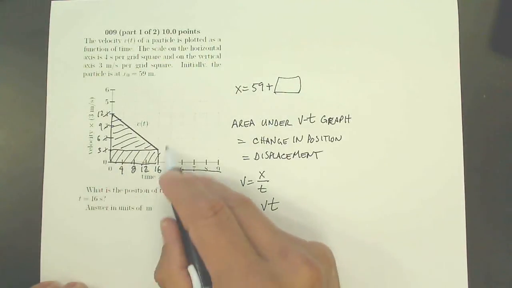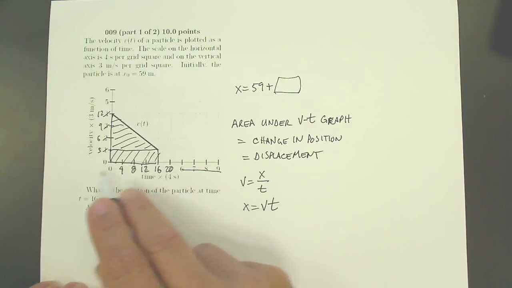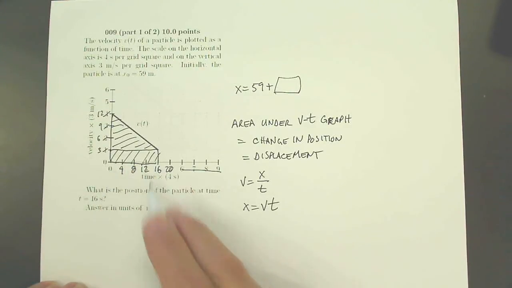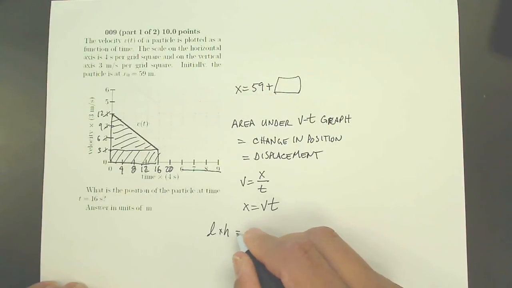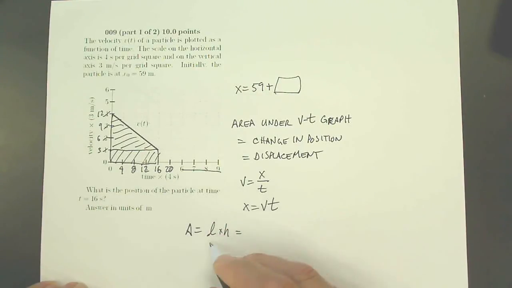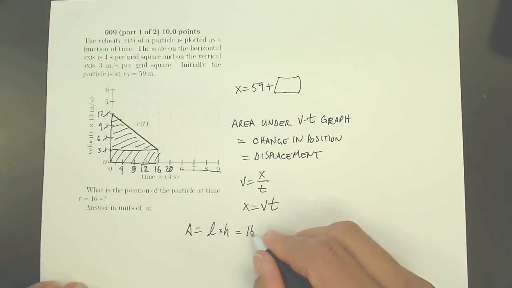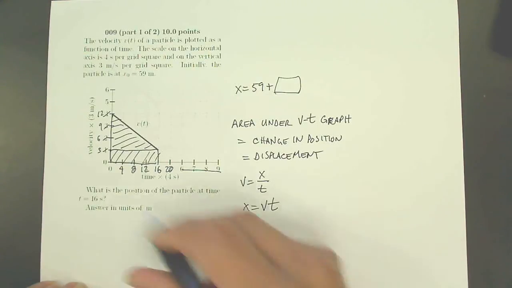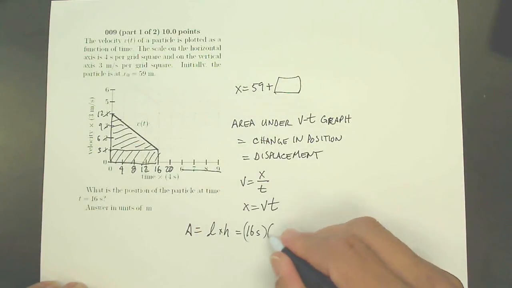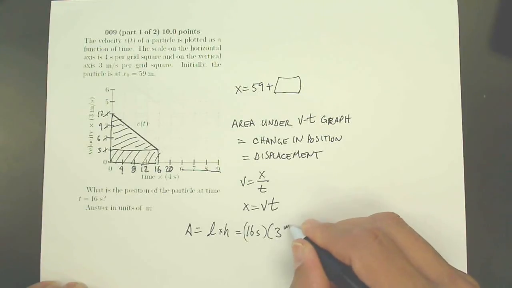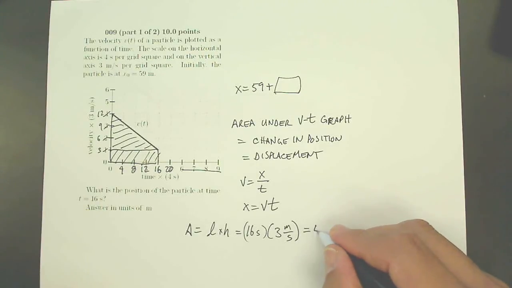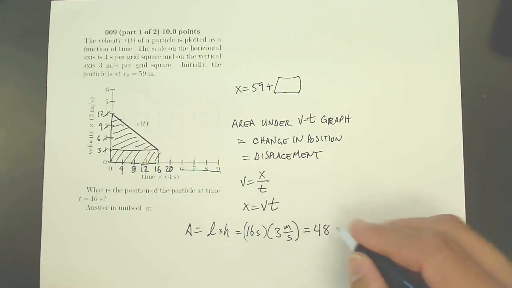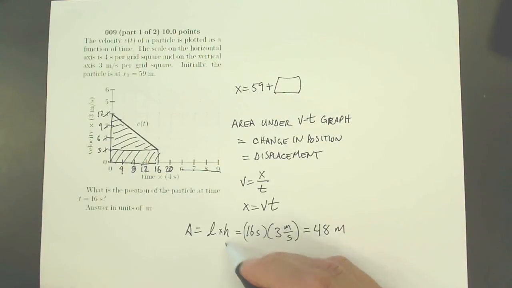So what's the area of this rectangle? Well, it's length times height. The length is 16 seconds, times my height of 3 meters per second. So 16 times 3, that's 48 meters. So that's the area of that rectangle.